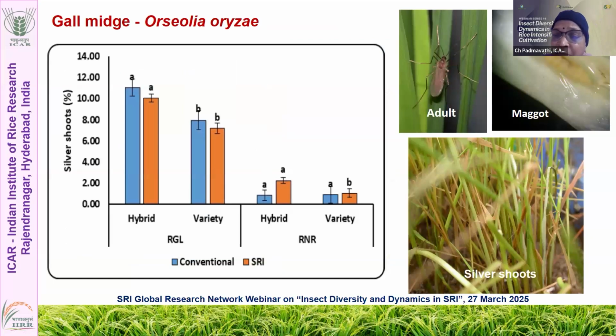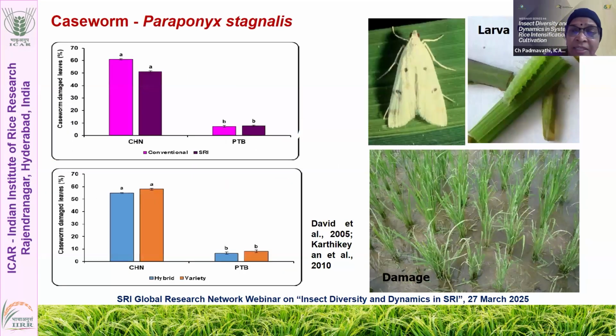Now coming to the gall midge, which is an internal feeder. This gall midge was observed at Ragolu and Rajendranagar, 2 locations, and it was almost at par in the hybrid and variety also. In both the methods also, it's at par, except at Rajendranagar, but we consider it as low pest incidence only.